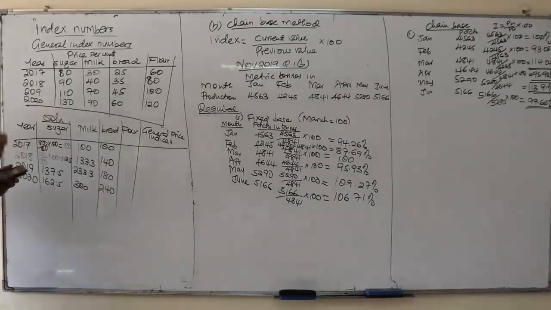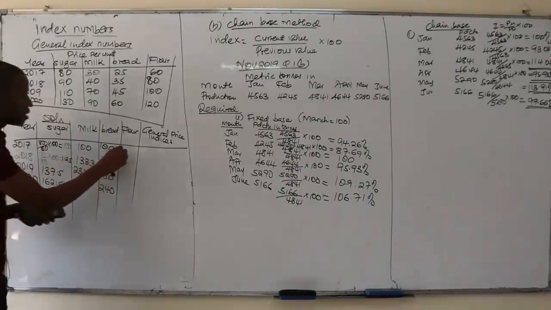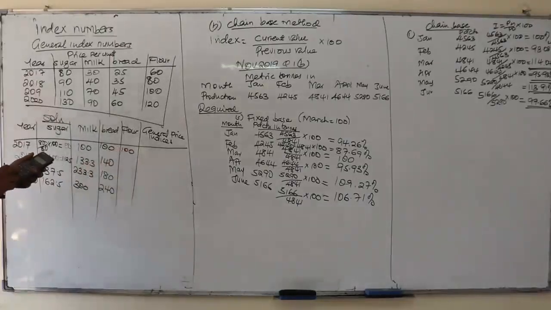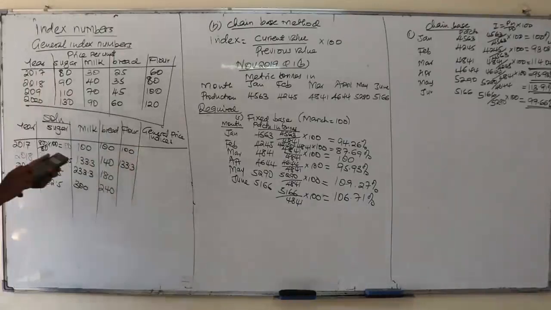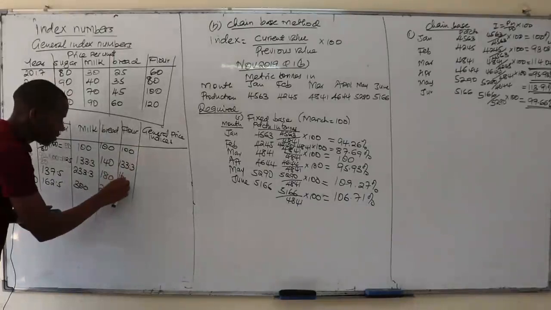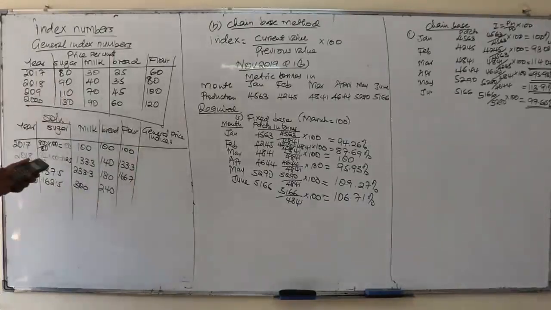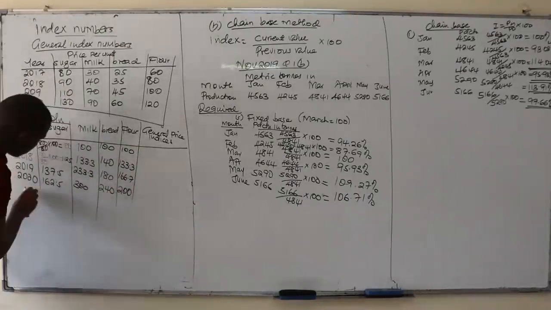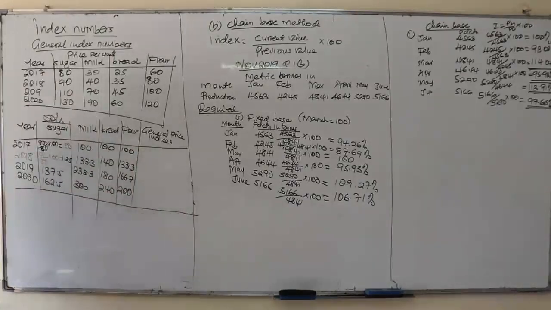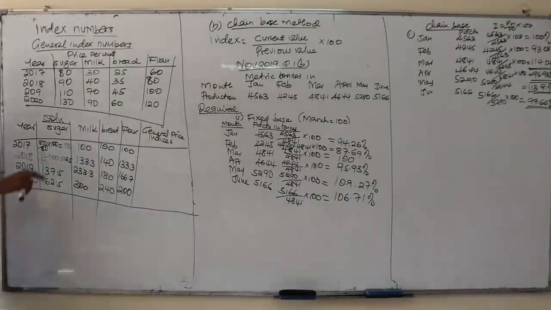which in that case is 240. The same case for the last one, this is 100. 80 you divide by 60, which in that case is 133.3. 100 you divide by 60, 166.7. The other one is 120, you divide by 60, which in that case is 200.